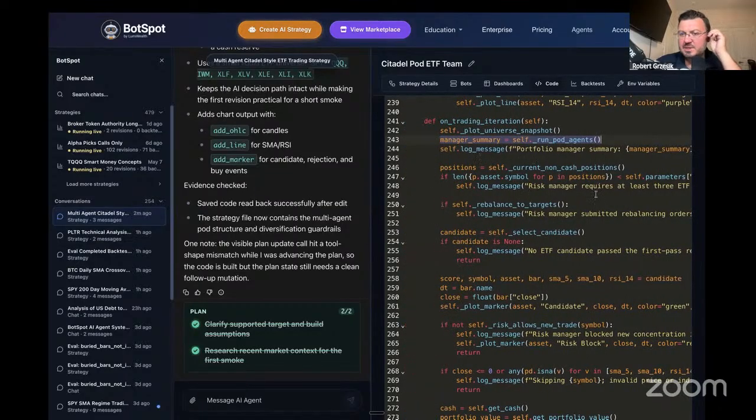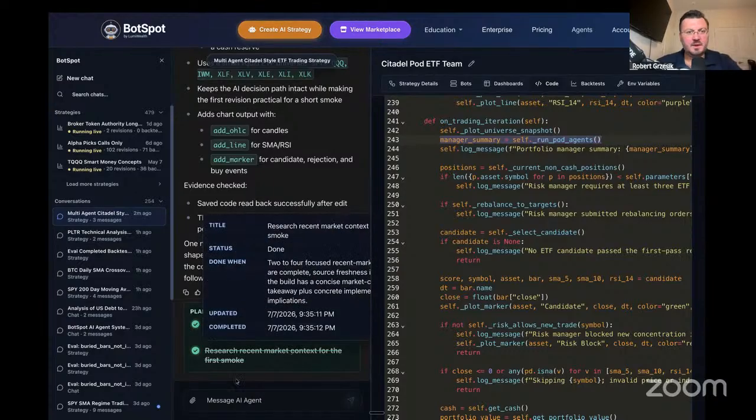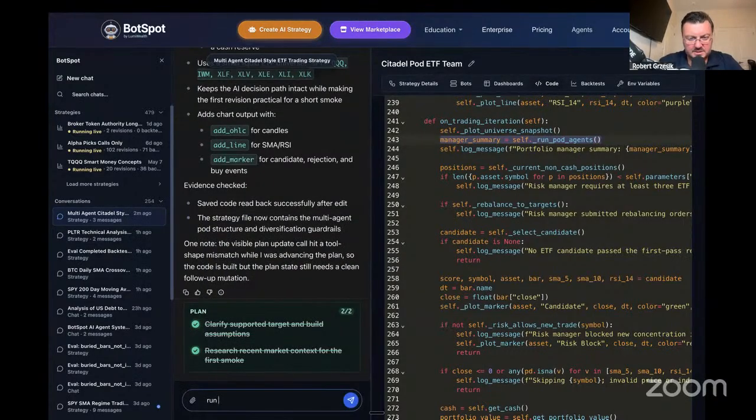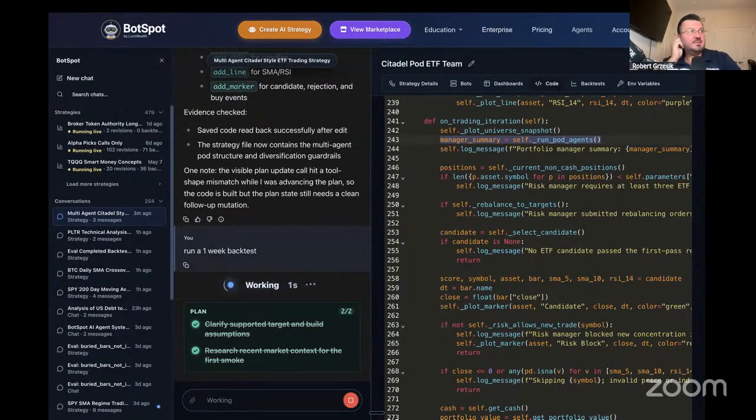Current non-cash positions, and then rebalance to targets. You know what? Maybe this actually will work. I don't know why I didn't run a back test, but let's do this. Run a 1 week back test. This might actually work. Holy shit, this might actually be done.